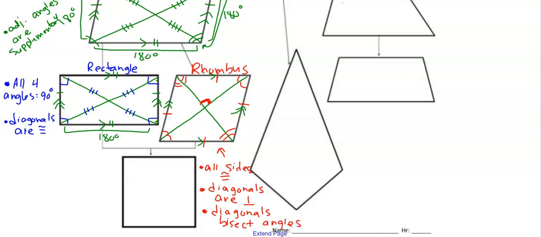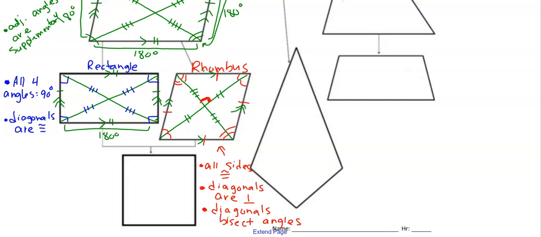And then again, all of the things from up above from the parallelogram are still true. So those are still equal to each other. I'm going to do 2 marks. Those are still equal to each other. Adjacent angles are still supplementary.